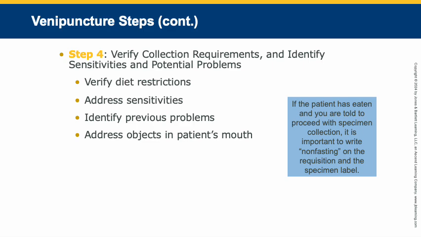Okay, address objects in the patient's mouth. Do not allow a patient to eat, drink, chew gum, or have a thermometer, toothpick, or anything in their mouth during a blood collection. Okay? Objects in the mouth can cause choking. A bite reflex could break a thermometer and injure a patient. So politely ask the patient to stop eating or drinking and remove objects from their mouth until you're finished with the venipuncture.